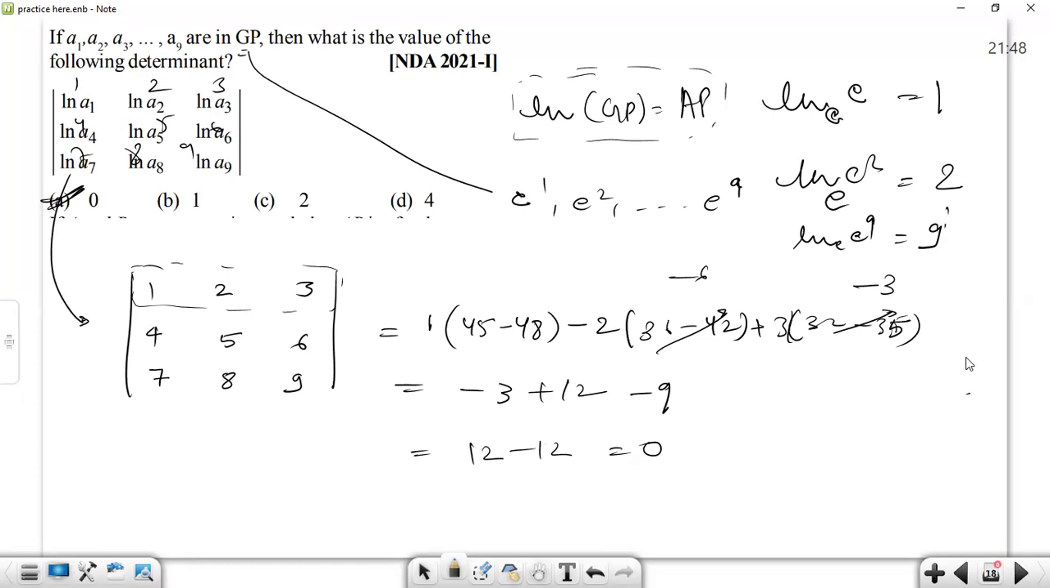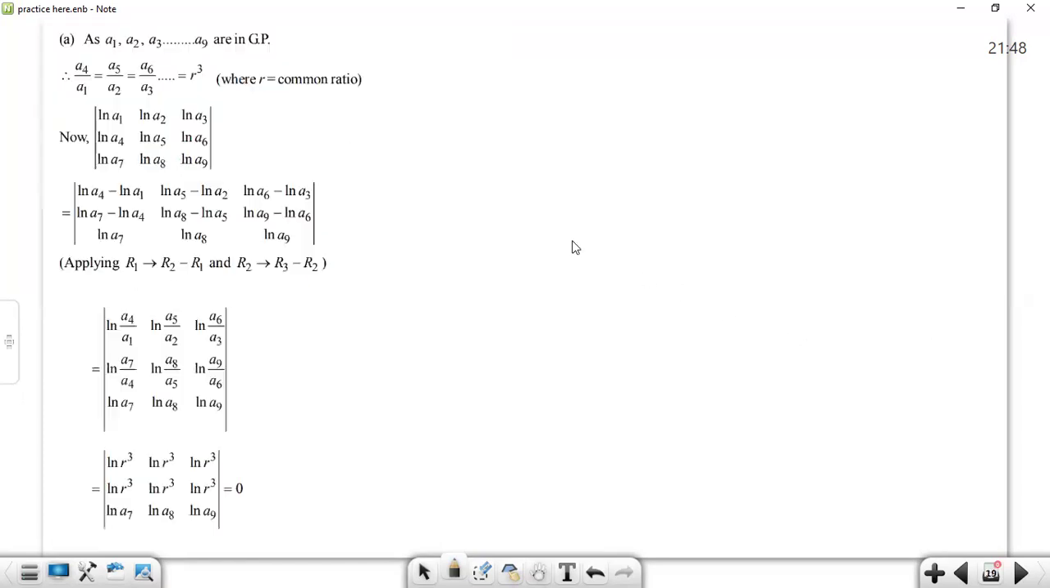Yes, sir. Okay, so if you would not have considered any GP, then for this solution you would have to apply multiple operations and then solve this, which is much longer.